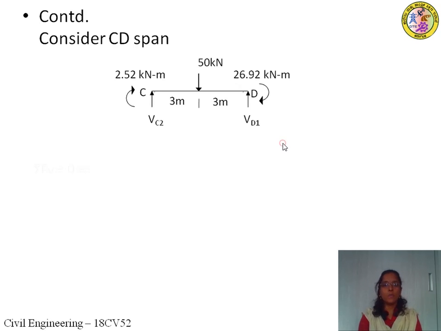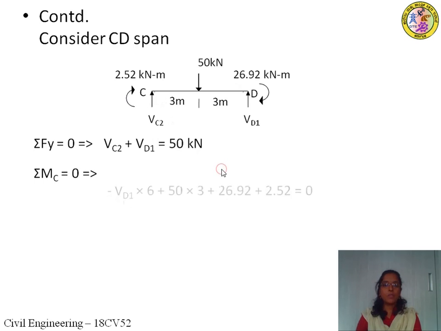Let us apply the conditions of equilibrium. Sigma Fy is equal to 0, which implies Vc2 plus Vd1 is equal to 50 kilonewton, and take moment of all the forces about C. Sigma MC is equal to 0.